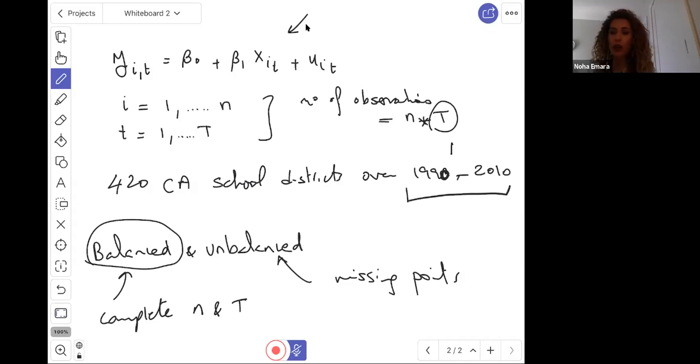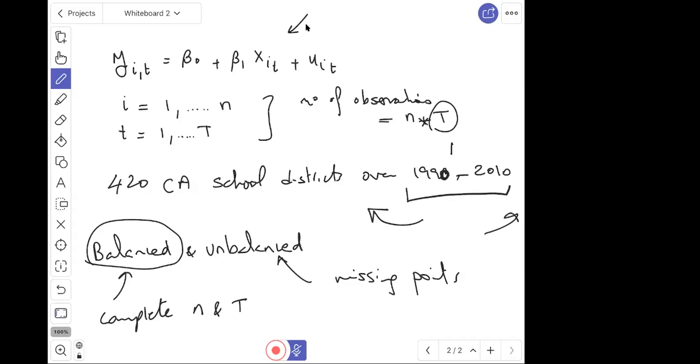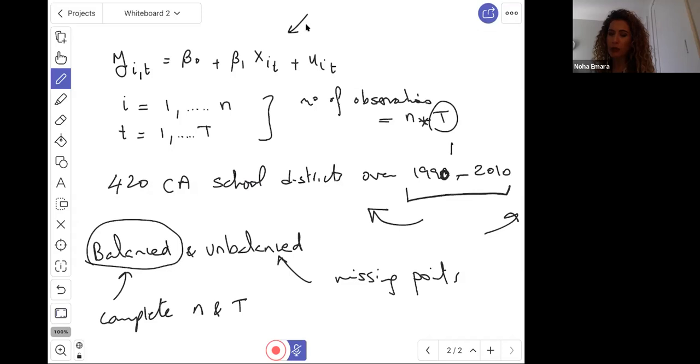Anyways, so here, for example, if this starts from 1990 all the way to 2010, and I have all the observations complete, I call it a balanced panel. I really don't care about what happened before or after. So this is not part of the definition of balanced or unbalanced. Balanced means that whatever data set I'm working with is complete. Nothing is missing.